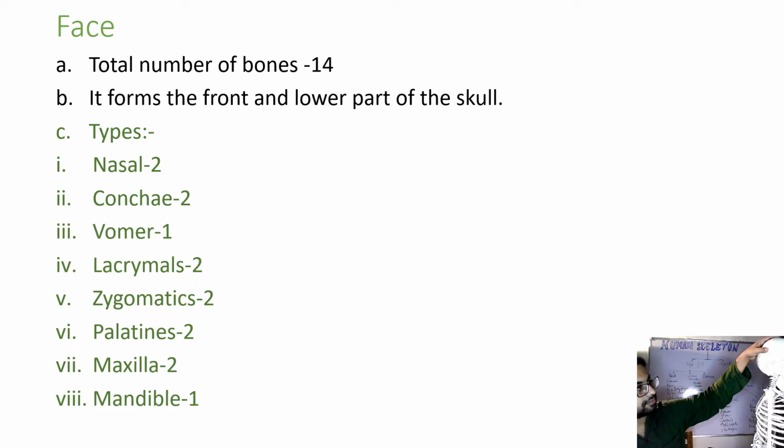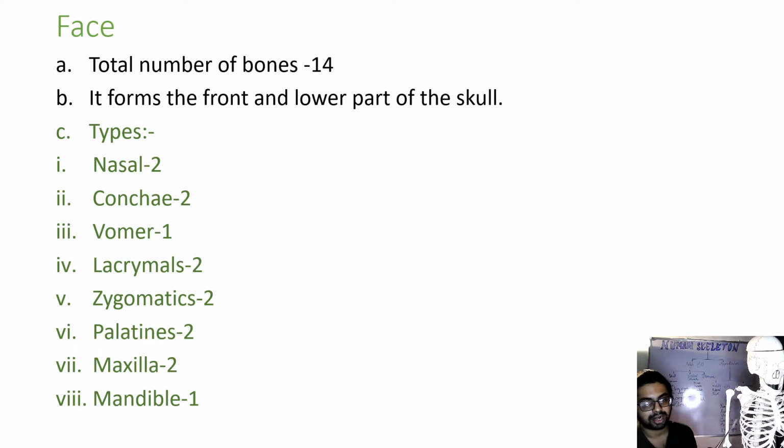Now face. Total number of bones in face is 14. It forms the front and lower part of the skull. So face forms the frontal and the lower part of the skull. So bones which are present in the face we have nasal bones, 2 in number, concha, 2, vomer. These all are present in the nose, nasal, concha, vomer.